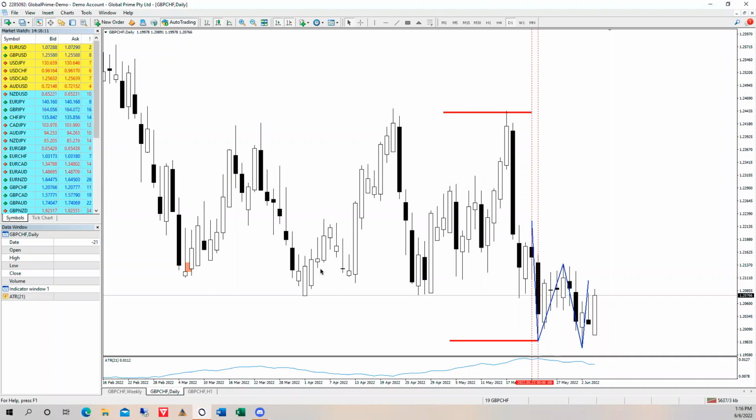So GBP Swiss, really not interested in that either. As you can see throughout the course of last week, the only thing we could say is it tested the bottom of the HTC channel.